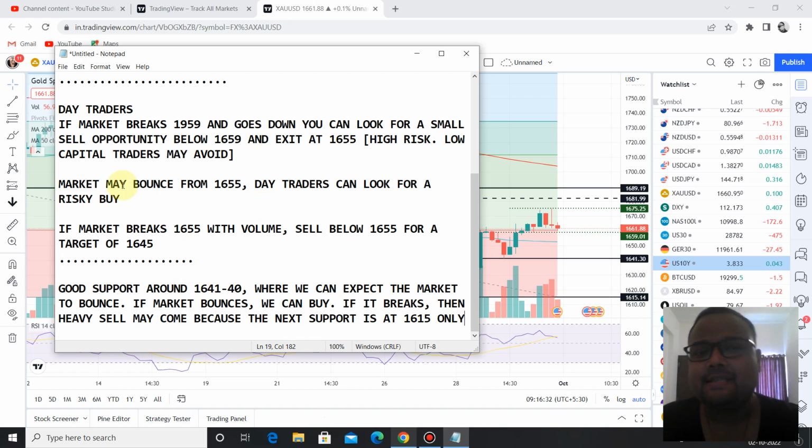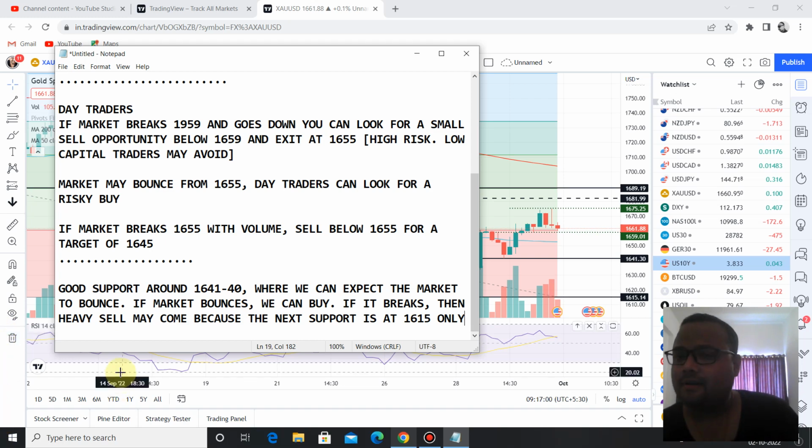Anyways, if market breaks 1655 with volume, if you see the market is approaching 1655 with good red candle, okay, obviously it will not work because no level is permanent in the market. Always keep in mind, no level is permanent in the market. No trader is 100% accurate. Okay, so say you can go for a sell below 1655 for target of 1645. Yes, a big sell may come. Okay, at least if not 1645 directly, at least you can expect 1650.